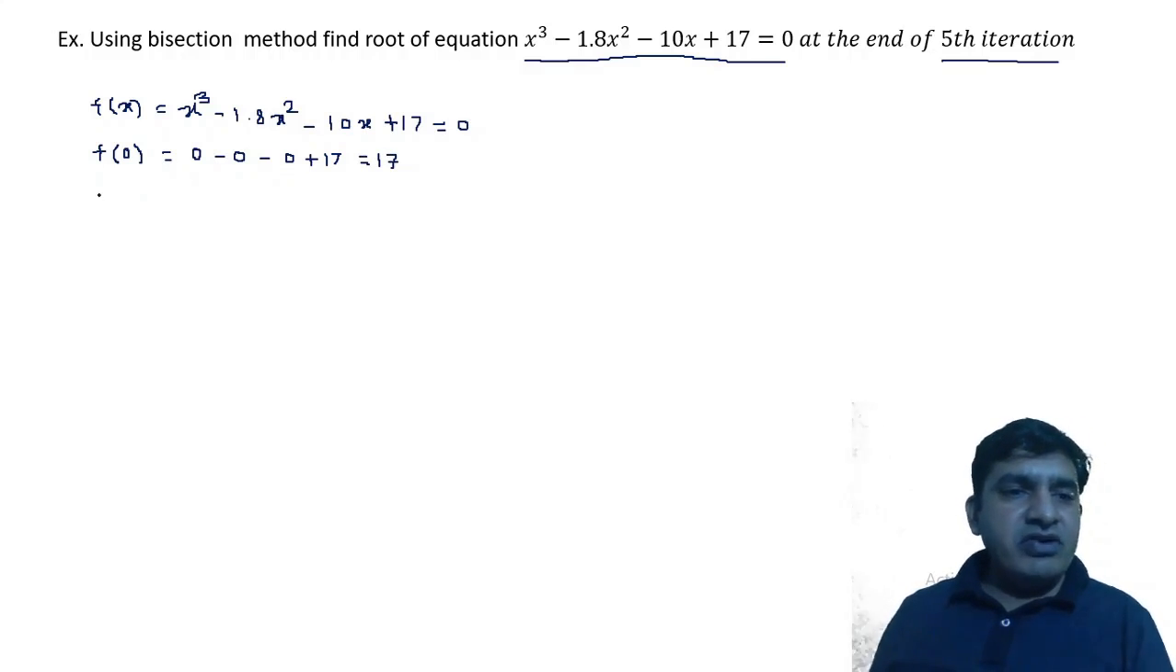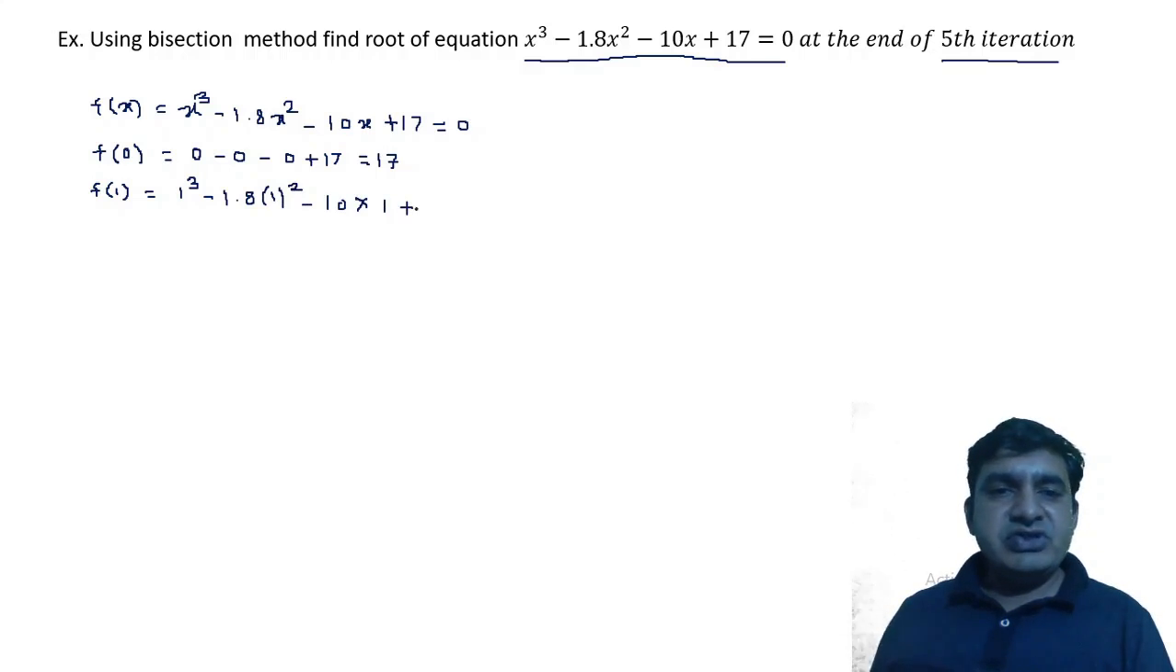Now we find f of 1, that is, put the value of x equal to 1. So 1 cube minus 1.8 into 1 square minus 10 into 1 plus 17, and it is equal to 6.2.